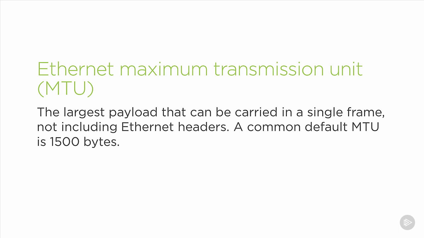MTU, or Maximum Transmission Unit, is a broad term, but in the context of Ethernet networks, it refers to the maximum payload or data that can be carried in a single Ethernet frame. The default MTU for Ethernet is 1500 bytes. This is the payload and does not include the Ethernet header itself. However, MTU sizes on Ethernet networks can be adjusted.